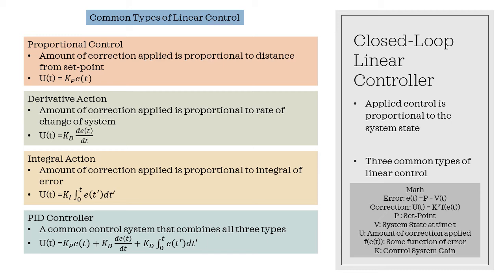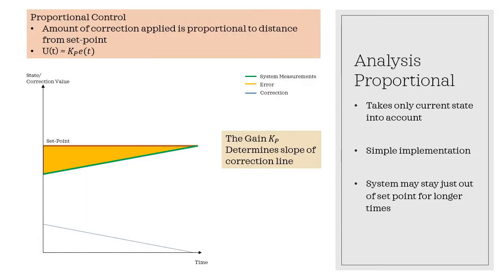Now I'm going to go through each of these different types in a little more detail to try and get a little more intuitive understanding. For proportional control, the correction applied in blue is dependent on the size of the error, which is the yellow, between the set point and the measurement, where the measurement is green and the set point is the orange line. So we can see that our correction, our blue line, decreases as our measurement approaches the set point.